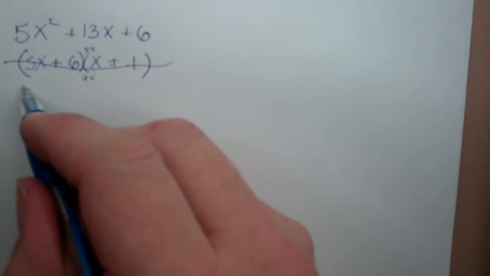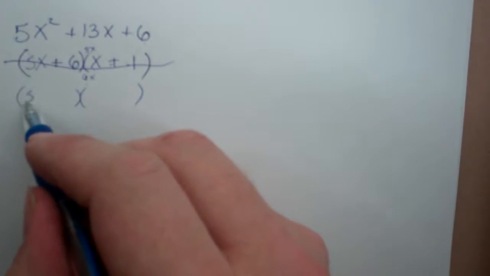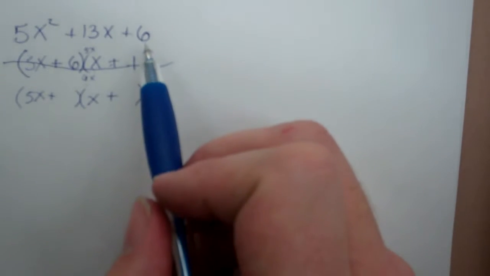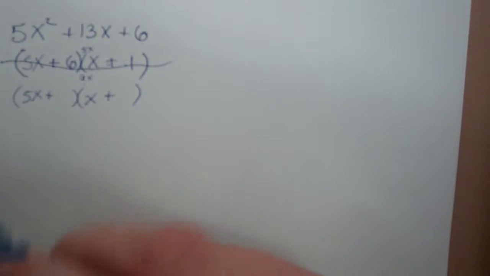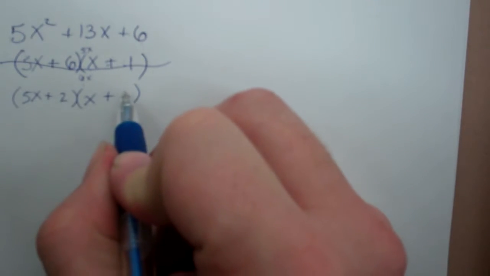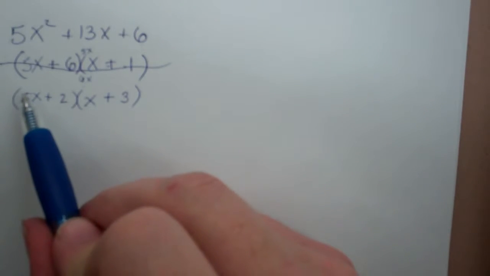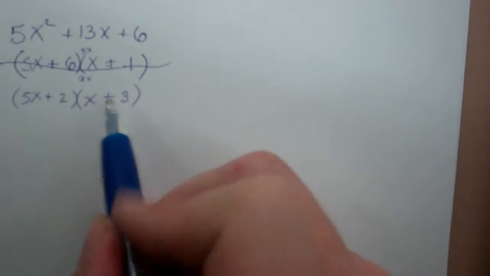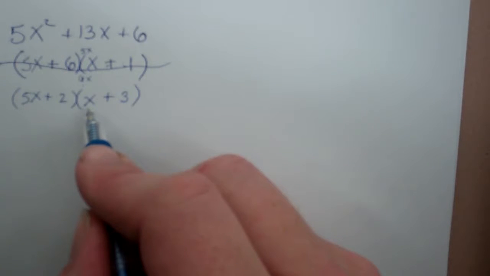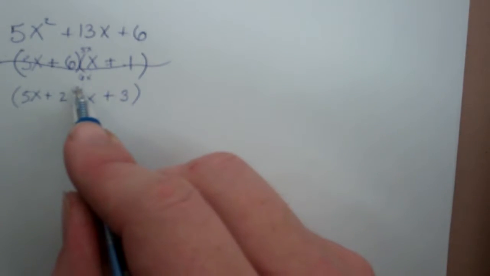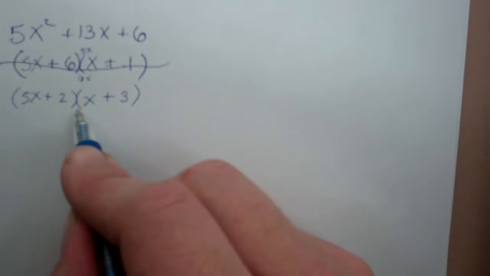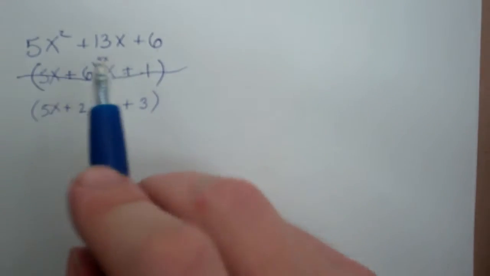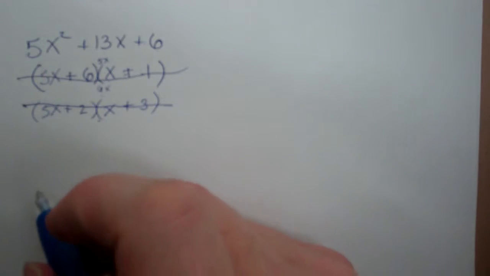Let's try again. Well, we already know it must look like 5x plus something and x plus something. What is another way that we could get this 6? Another way we could get the 6 is a 2 and a 3. Let's try this, test it out. 5x times 3 would be 15x. 2 times x is 2x. 15x plus 2x is 17x. That does not give us the 13x that we want. And so this also cannot be the way to factor it.